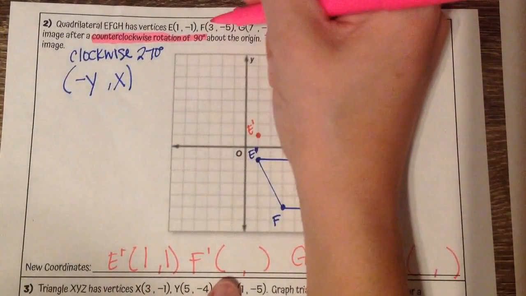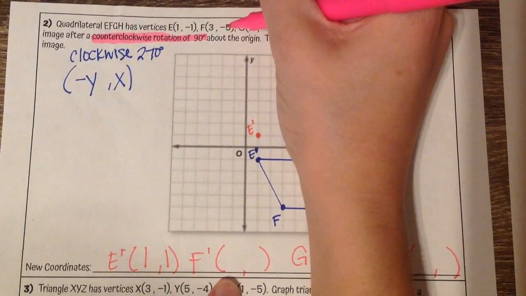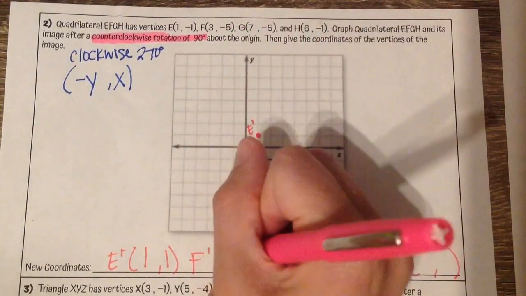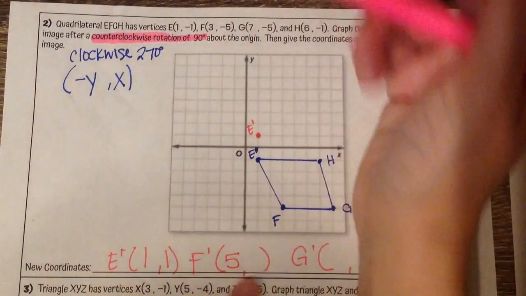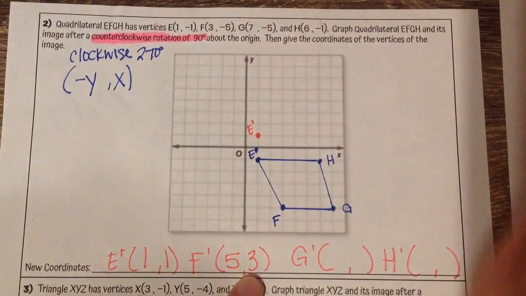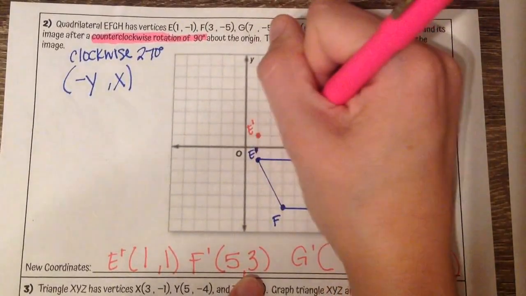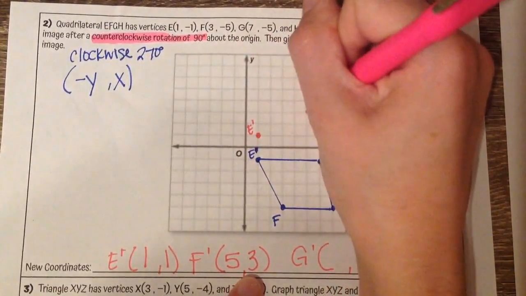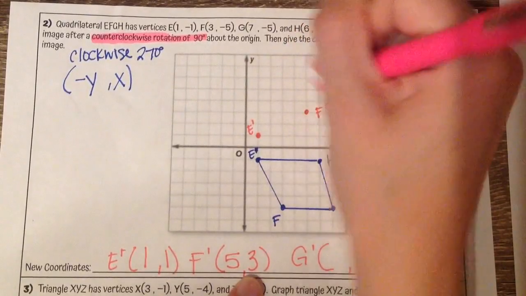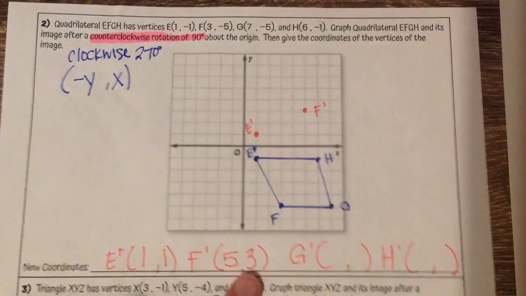For F, the new x value should be the opposite of the original y. So the opposite of -5 is 5. The new y value should be our original x, which is 3. So plot that point. 1, 2, 3, 4, 5. 1, 2, 3. That is F prime. They're all in the correct quadrant right now, so that's good.